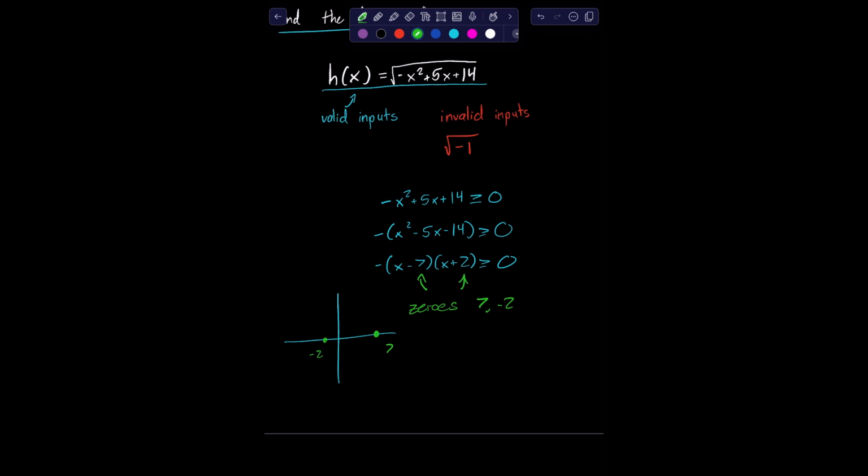And our original parabola has a negative sign in front of the x squared term, indicating to us that this parabola will be facing down. And since we want this parabola to be greater than or equal to 0, that just means we need to find the spots where it's above the x-axis. In that case, we get this area from negative 2 to 7. And we include negative 2 and 7 because those values are exactly equal to 0. This is our domain.